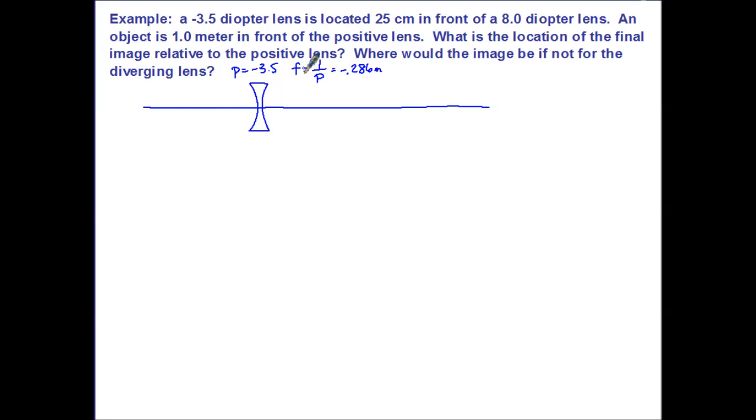It is located 25 centimeters in front of an 8.0 diopter lens. So I'm probably going to need to use color coding here, so let's go ahead and put this in like so. So that one has a power of 8.0, so its focal length, again, the reciprocal of that, would be 0.125 meters, and this would be positive. Okay, and so let's put some numbers up here. These two are 25 centimeters apart.